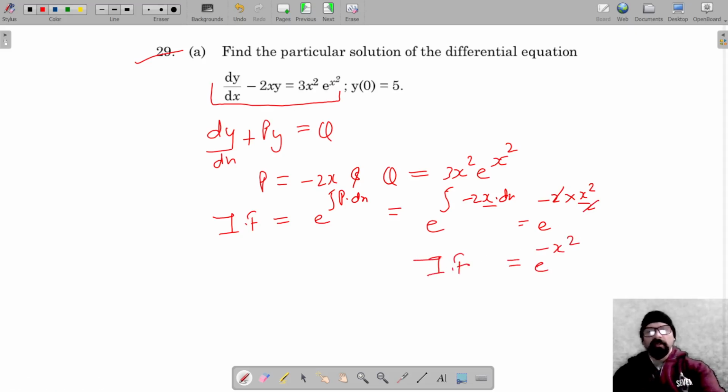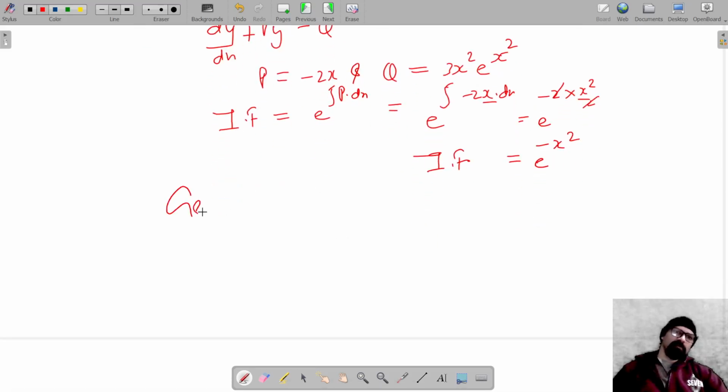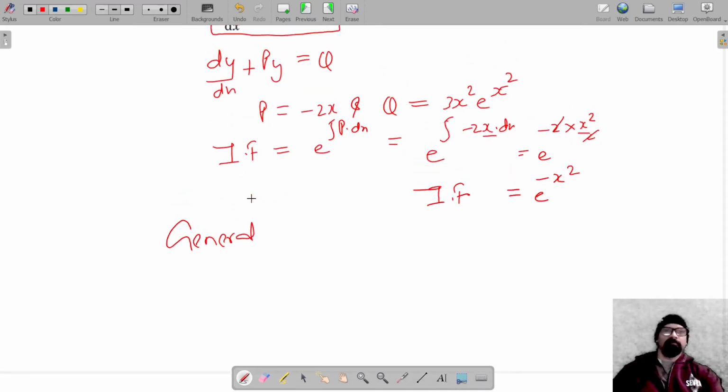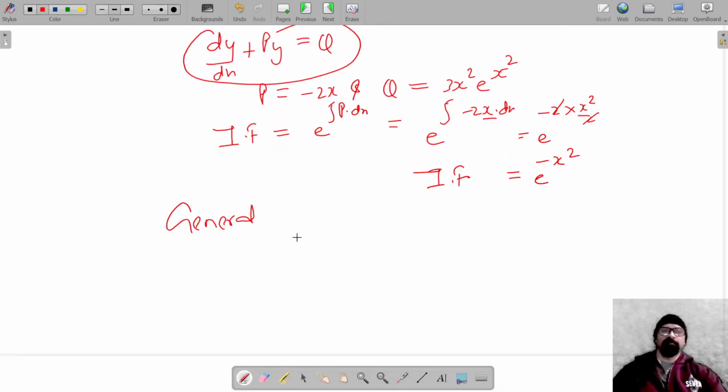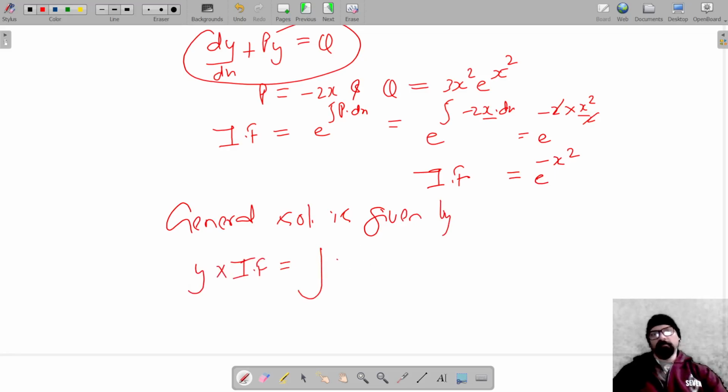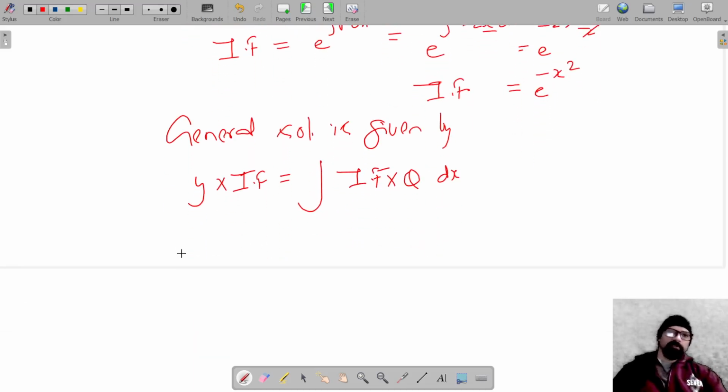Now we have to write down the general solution. When the equation is of the form dy by dx plus py is equal to q, the general solution is given by y into integrating factor is equal to integration of integrating factor into q into dx. Okay, let's put in the respective values. Y into e raised power negative x squared is equal to integration of e raised power negative x squared into q.